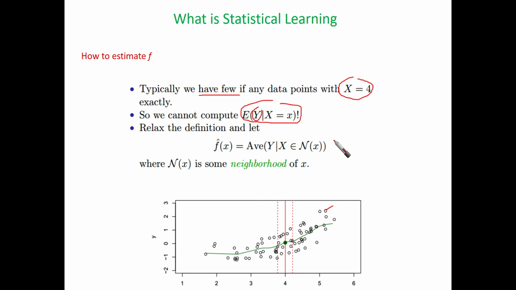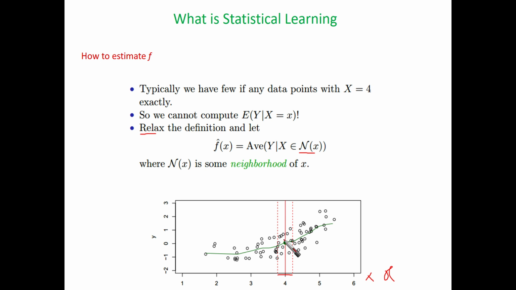We can relax the definition. Not only at this location, but maybe at nearby locations, say 4 and a little bit more to the right and a little bit to the left. Within this region, this neighborhood, the nearest neighbors, we go a little to the right side and a little to the left side. And we are talking about only one dimension, x, only one dimension.